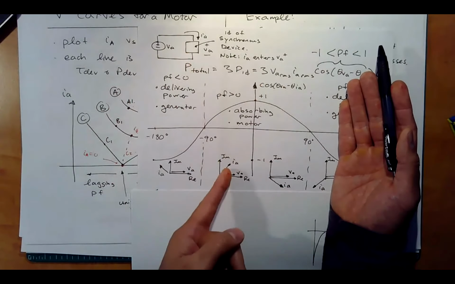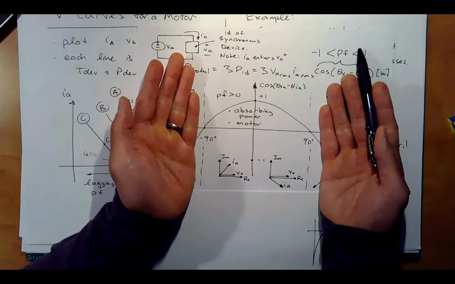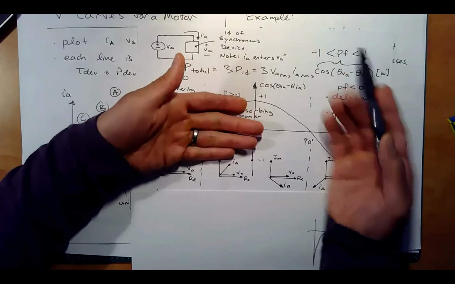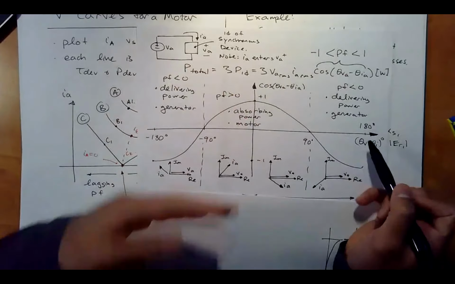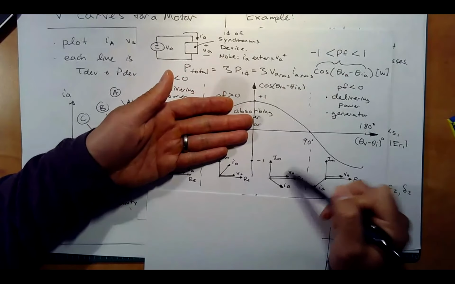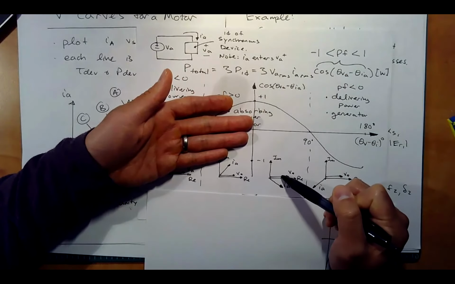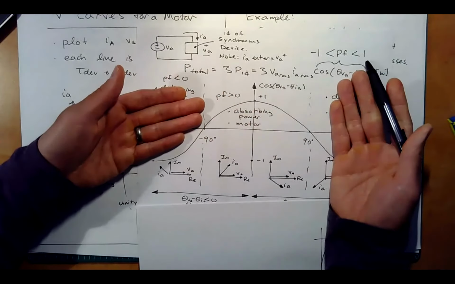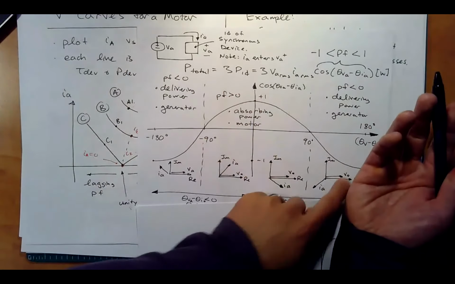Here we're in quadrant 4, here we're in quadrant 1 for the current. That makes sense. And why is IA lagging in this case? Well, theta V minus theta I is positive. So here we have a positive number, which means theta V has to be bigger than theta I. That's why we're here, and vice versa here. Now notice cosine dips into the negative.